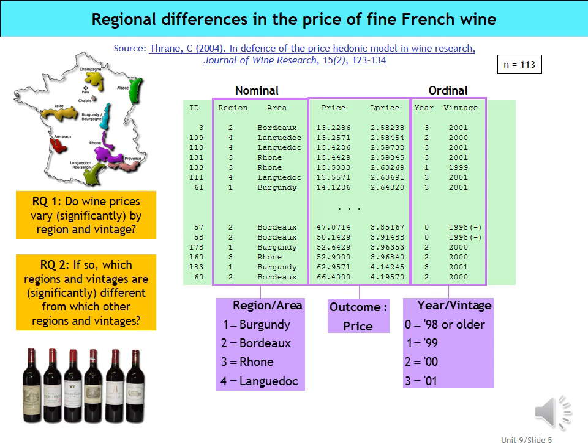The second research question is more interesting. If there are differences between the prices by region and vintage, in two different analyses, then which regions and vintages are significantly different from each other? So this first test will tell us there are 4 different groups, and there is at least one statistically significant difference among the groups, and then we need to investigate which one. That's another question that we need to investigate.